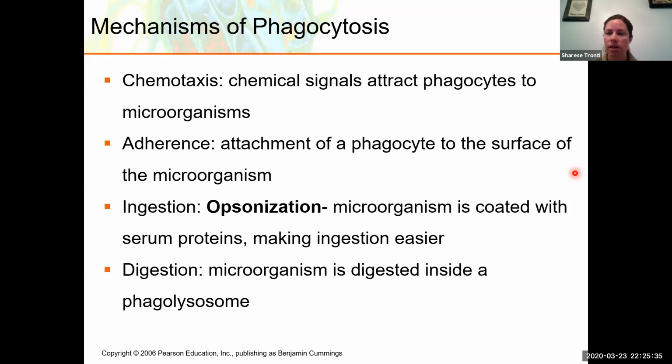This process is helped by the process of opsonization. And opsonization is where a microorganism is coated with proteins. So first, the microorganism is coated with these proteins, and then the phagocyte will come along and it will recognize those proteins that are on the outside of the microbe, and that will help it to be phagocytized. And then lastly, once the microorganism is phagocytized and it's inside of the phagocyte, it will be digested inside the phagolysosome.